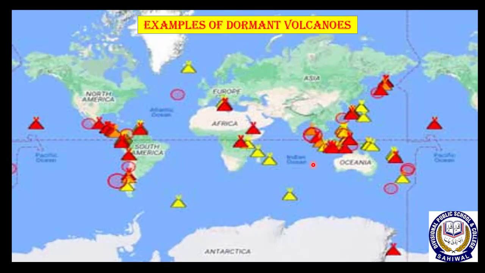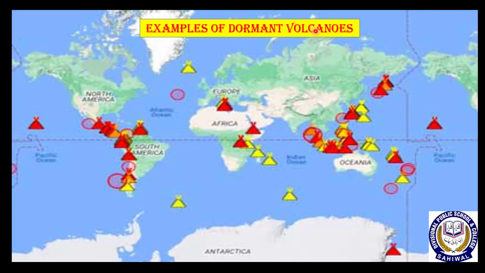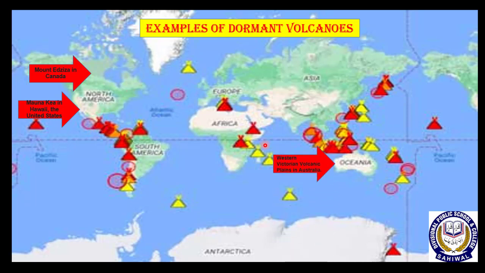Next, examples of dormant volcanoes. First example is Mount Edziza in Canada. The second one, Mauna Kea in Hawaii, the United States. Western Victorian volcanic plains in Australia. These are the main examples of the dormant volcanoes in the world.